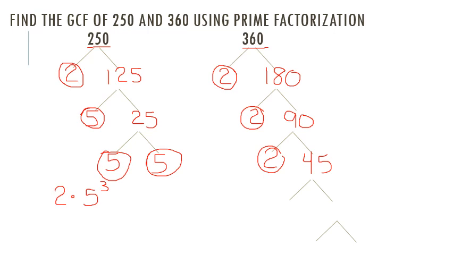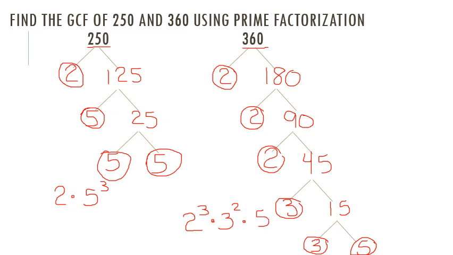Since 4 plus 5 equals 9, and 9 is a multiple of 3, I know it's divisible by 3. 45 divided by 3 gives me 15, and 15 is still divisible by 3, and the remainder is 5, which is also a prime number. So the prime factorization for 360 has 3 factors of 2, 2 factors of 3, and 1 factor of 5.